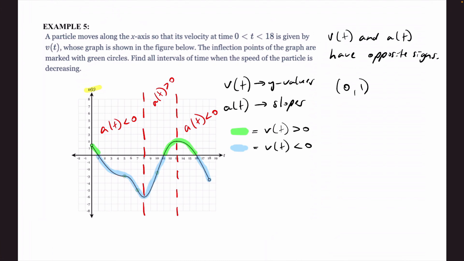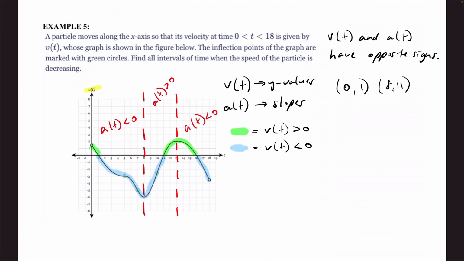And then it switches. But we want this part, right? Because velocity is still negative here, but acceleration is positive. So from 8 to 11? Yep. So we got 0 to 1, 8 to 11, and... Okay, and then after 11, they're both positive, right? Acceleration and velocity are positive.